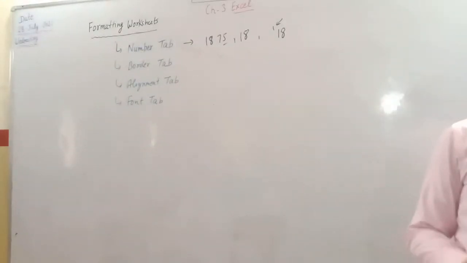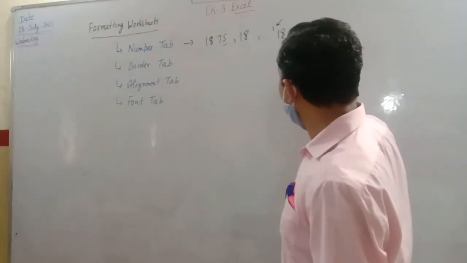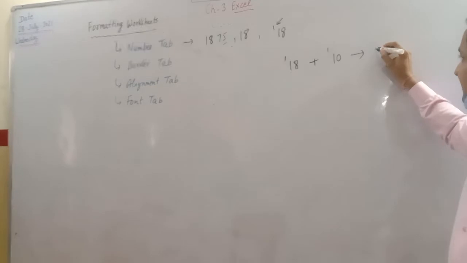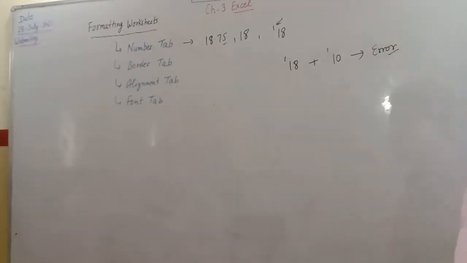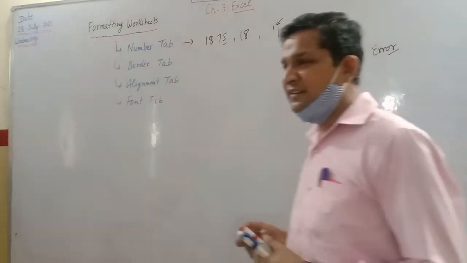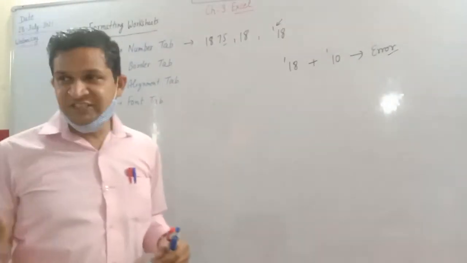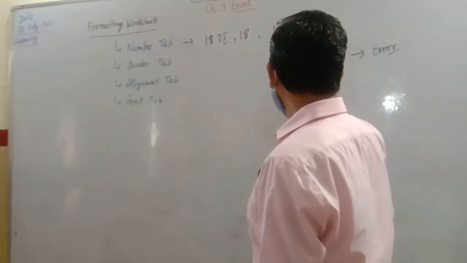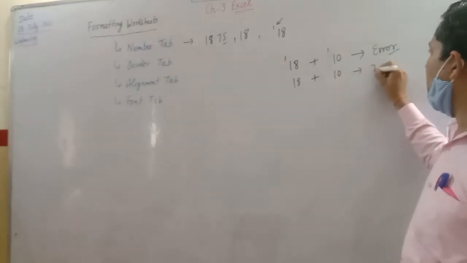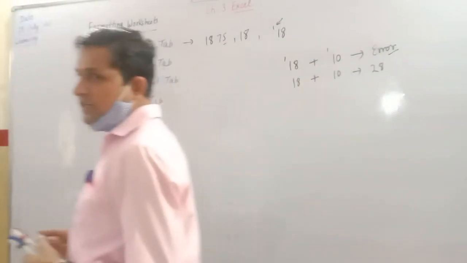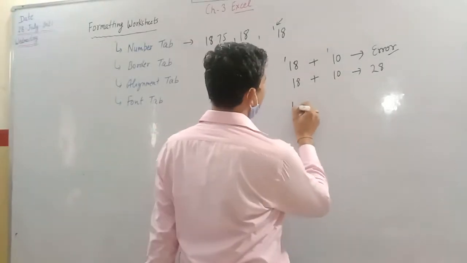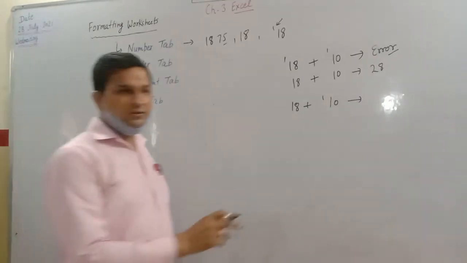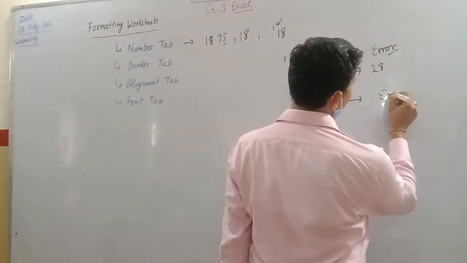What is the difference between a number and a text value? If we calculate 18 plus 10 with the text value, it will present the output as an error, because two text values cannot be added. Why is it text? Because the apostrophe sign is there. If I write 18 plus 10 with both as numbers, it will give the output 28, because both are number type values. If I write 18 plus the text 10, again an error will be there, because a number plus a text value cannot be added.